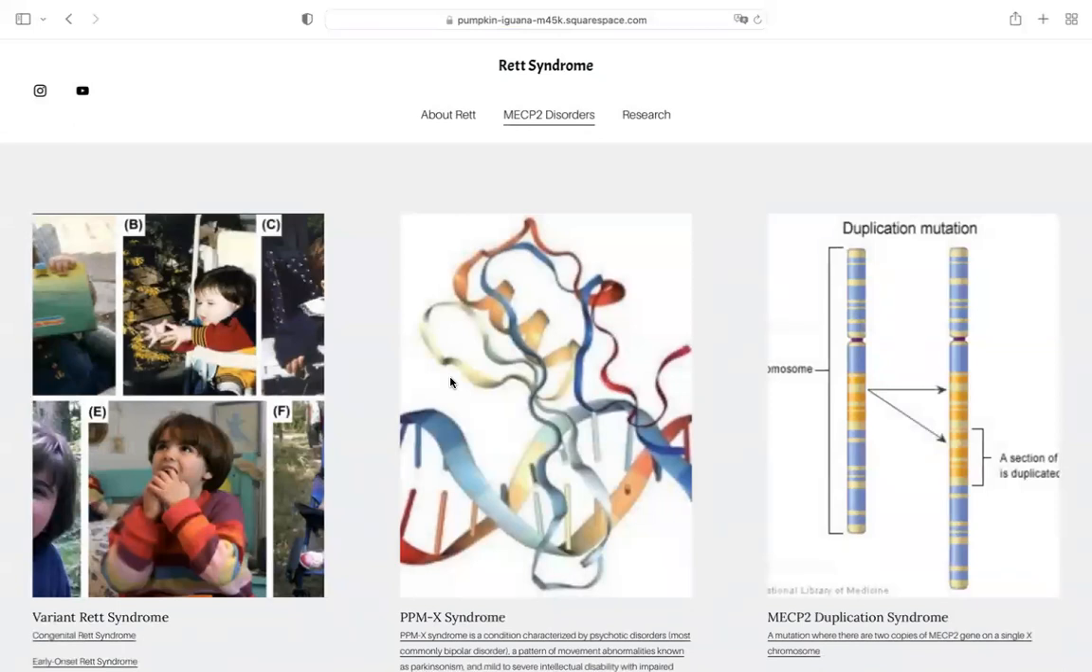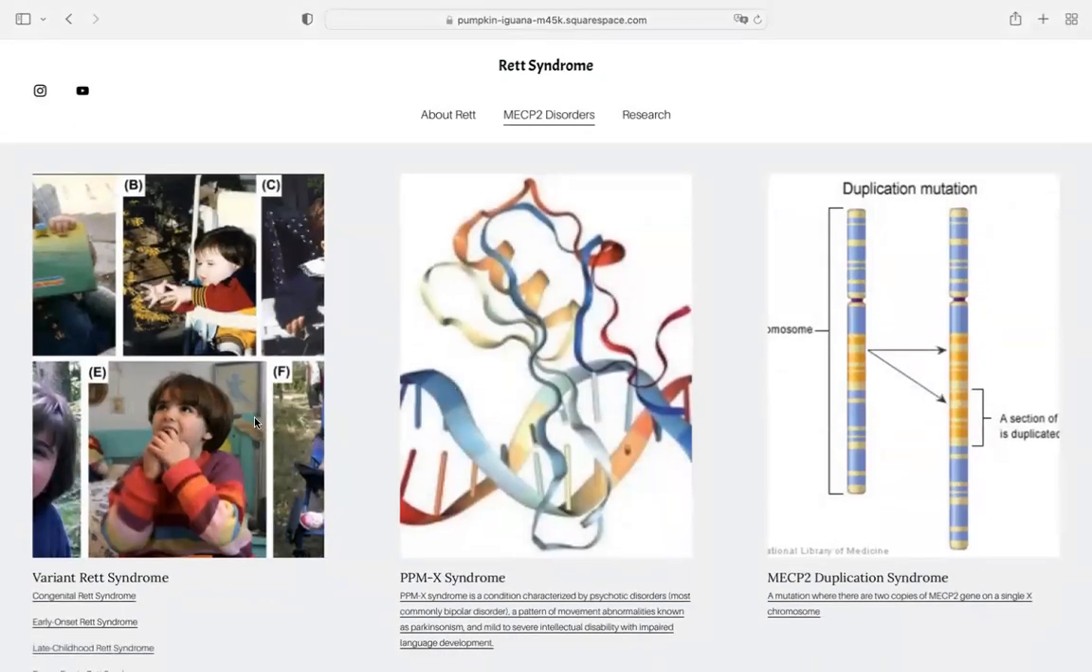MECP2 mutation not only leads to the classical Rett syndrome, but also many other diseases like variant Rett syndrome, PPM-X syndrome, or MECP2 duplication syndrome. In this MECP2 duplication syndrome, there are multiple copies of the MECP2 gene on the X chromosome, and this also leads to mental retardation and a delay in development.